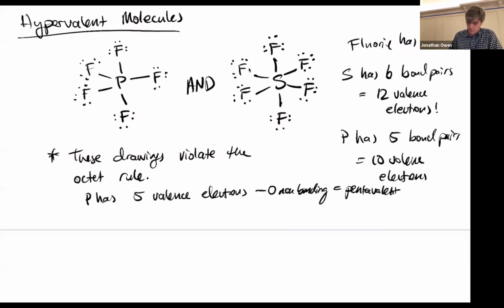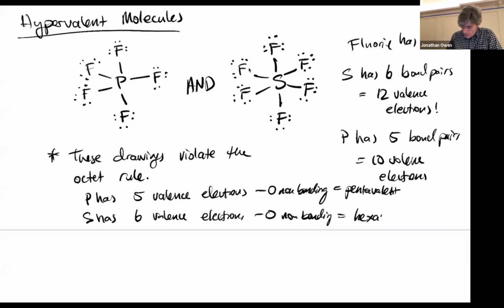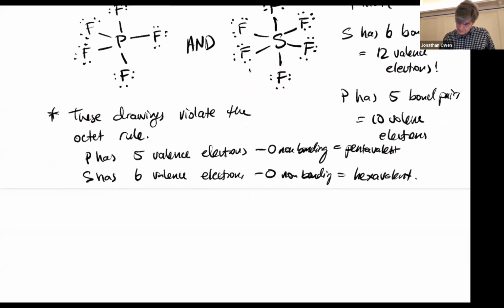It's pentavalent. Sulfur has 6 valence electrons minus 0 non-bonding equals hexavalent. Okay, phosphorus uses all 5 electrons to make bonds here, and sulfur uses all 6, and so that makes phosphorus pentavalent and sulfur hexavalent.